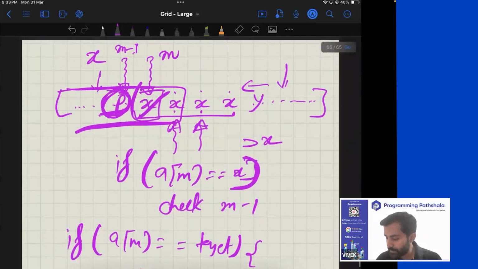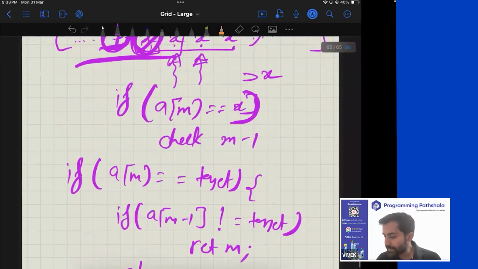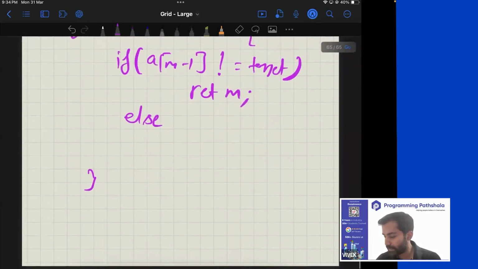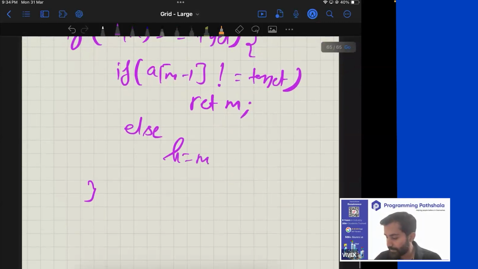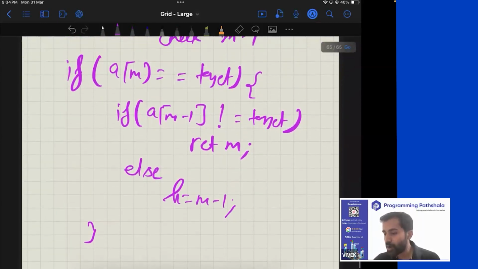If a of mid minus 1 is different than this, and this thing is x, this thing is your target, then this is your answer. And what to do in the else case? Else case means that your answer lies left. So let's say this was your mid, and mid minus 1 was also x. That means first occurrence lies in left side. So you need to change your high so that you can switch to the left side. So in this case, you will do high equals to mid minus 1. As simple as that. Now there is one small edge case with this.